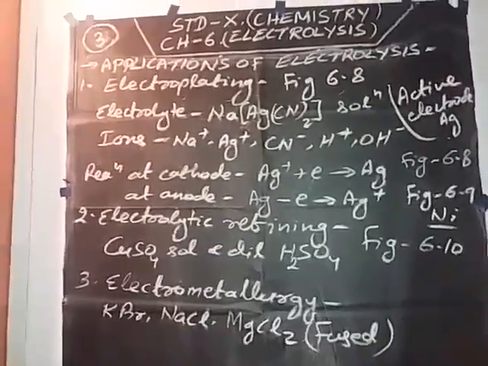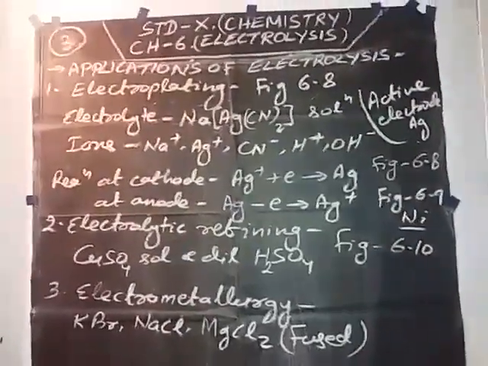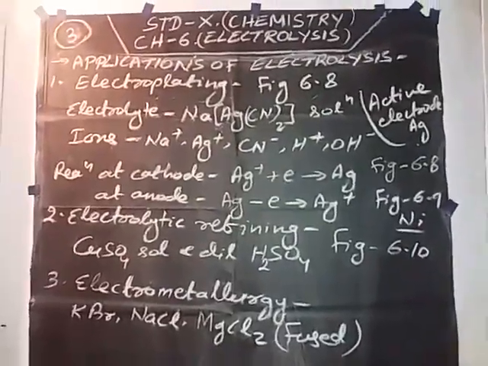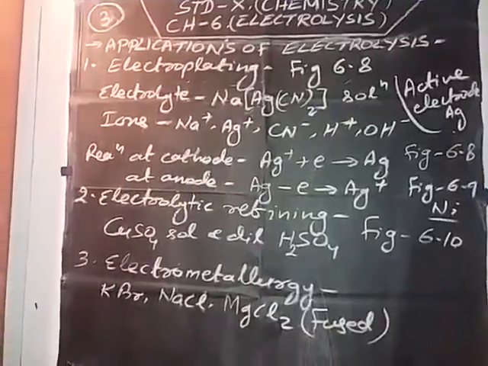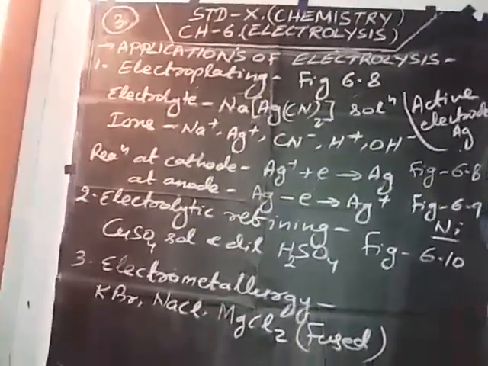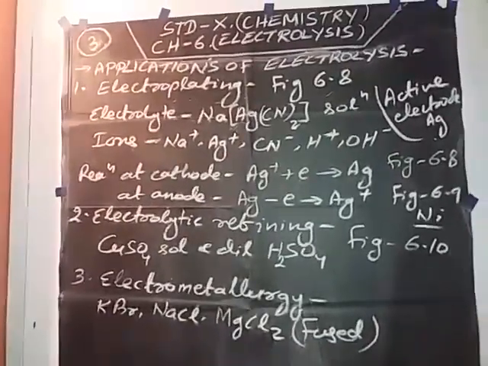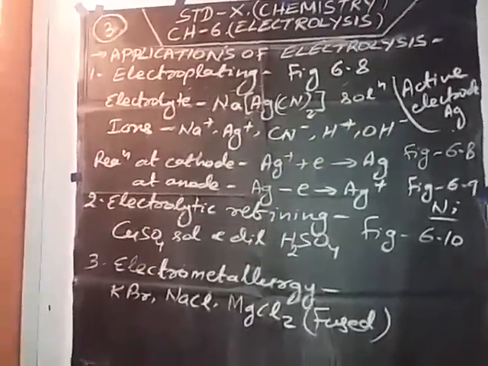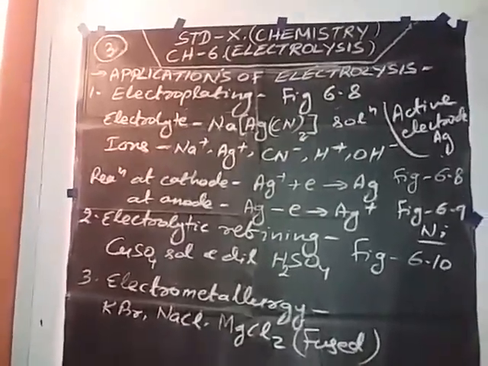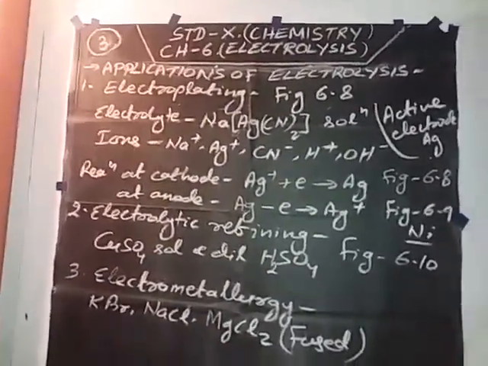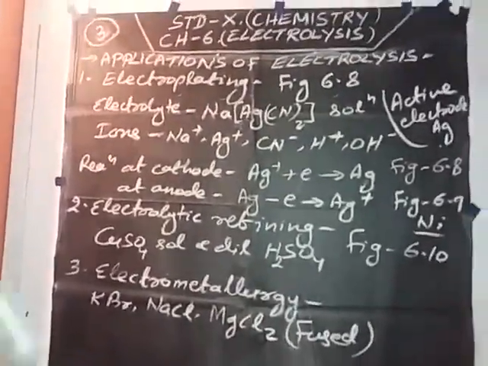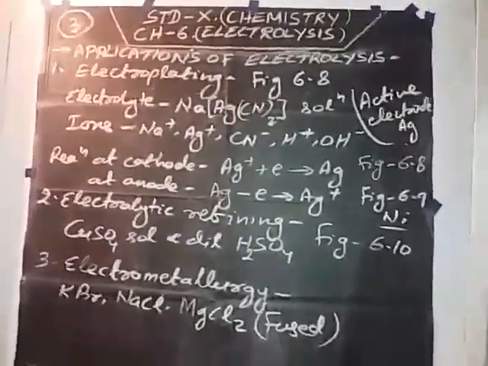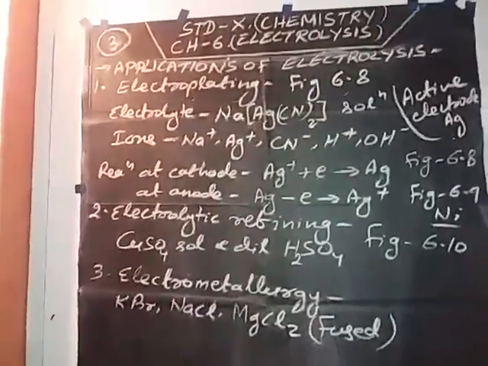Then electrometallurgy. Electrometallurgy is the process of extraction of metals by electrolysis. Generally, metals at the top of the electrochemical series, potassium, sodium, magnesium, calcium, are electrolyzed in fused state. Reactive metals are extracted from their halides, chlorides, bromides by electrolysis using inert electrodes. One example is fused potassium bromide, where the ions are only potassium and bromide.